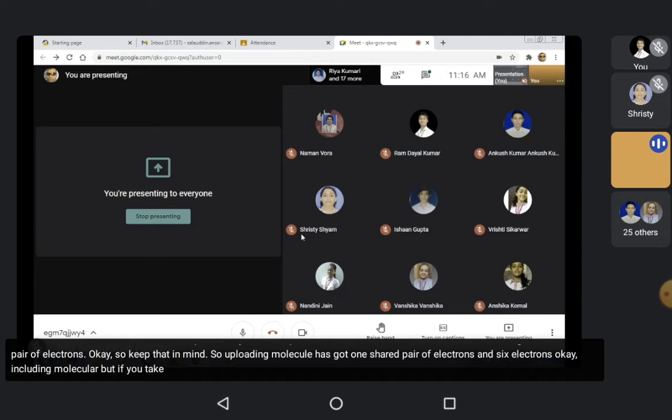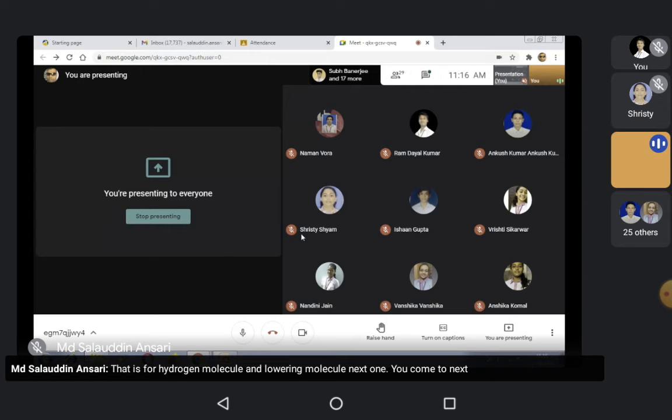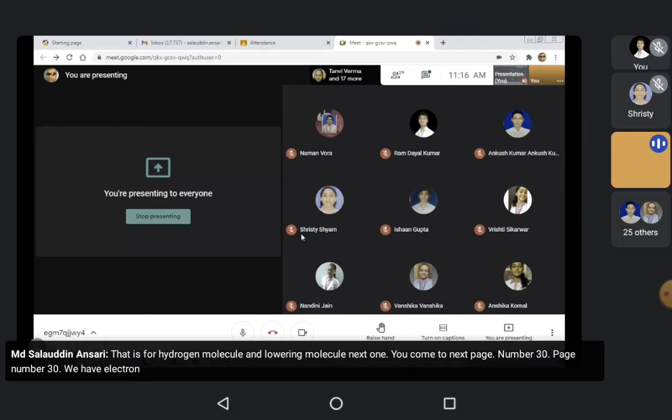But if you take a chlorine atom, it has all unshared electrons. So that is for hydrogen molecule and chlorine molecule. Next one, you come to the next page, page number 30. In page number 30, we have electron dot structure for oxygen and nitrogen. Please go through it quickly.